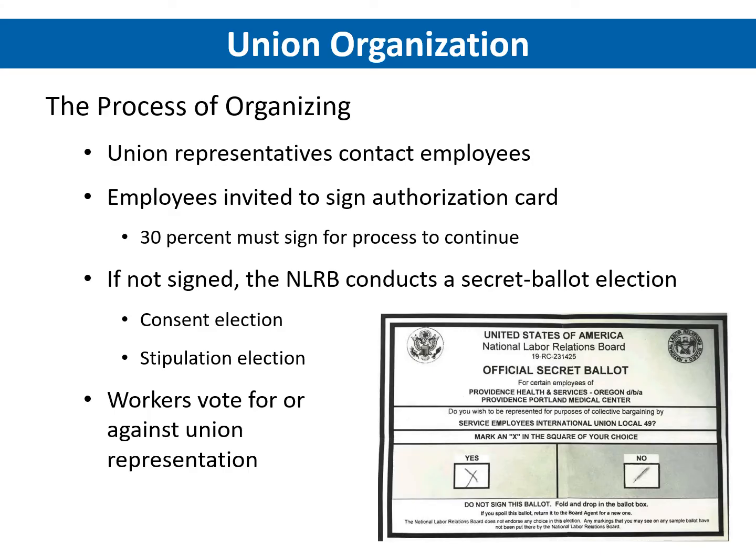Now at this point, you might be wondering, how do unions actually get into organizations? Well, it starts with union representatives contacting employees and seeing if there's an interest in bringing the union into the organization. And if there is, then employees are invited to sign what's called an authorization card. All right, and if 30% or more of the employees sign an authorization card, the process can continue.